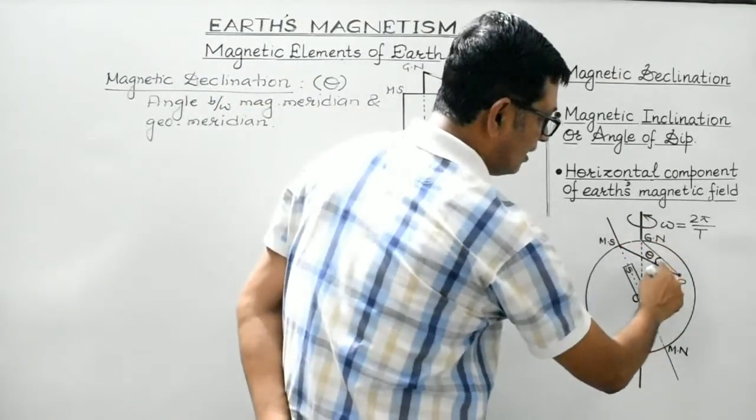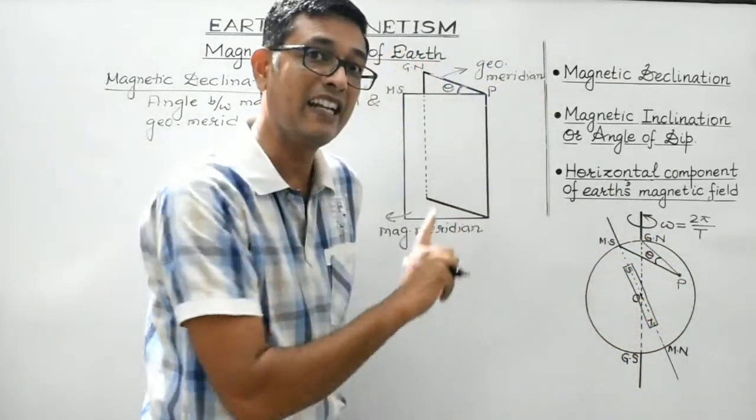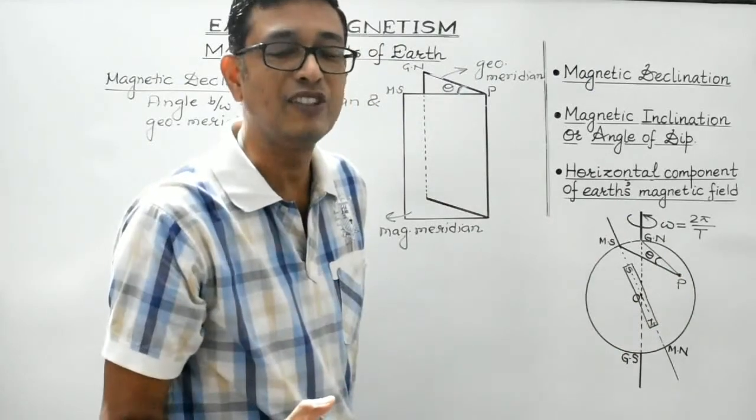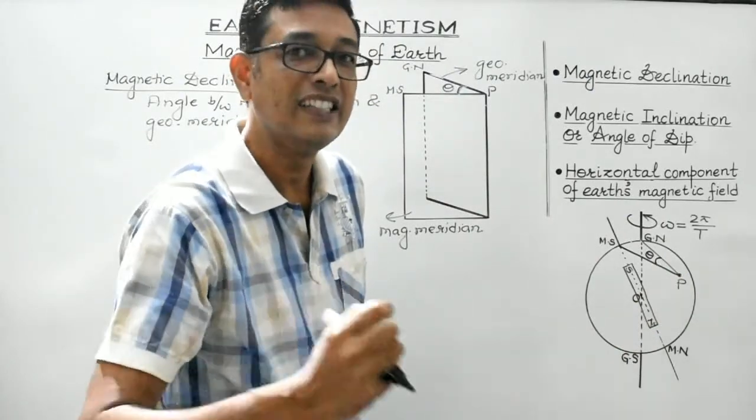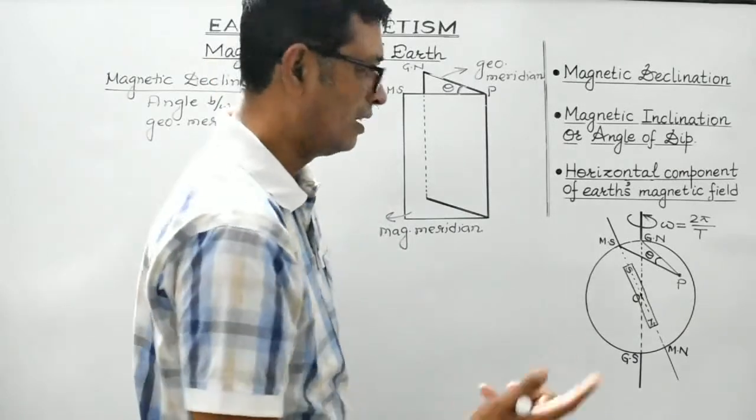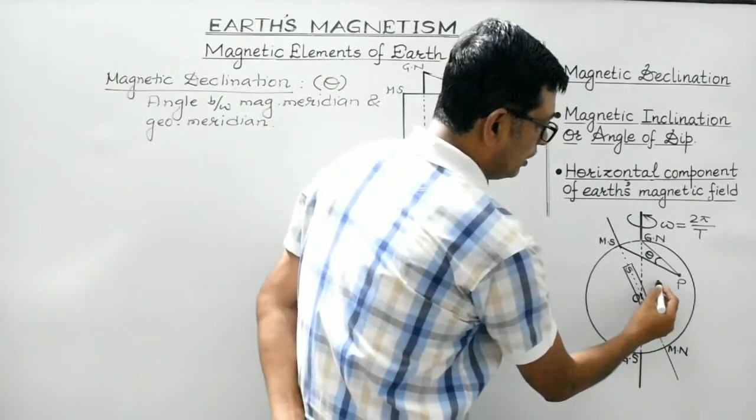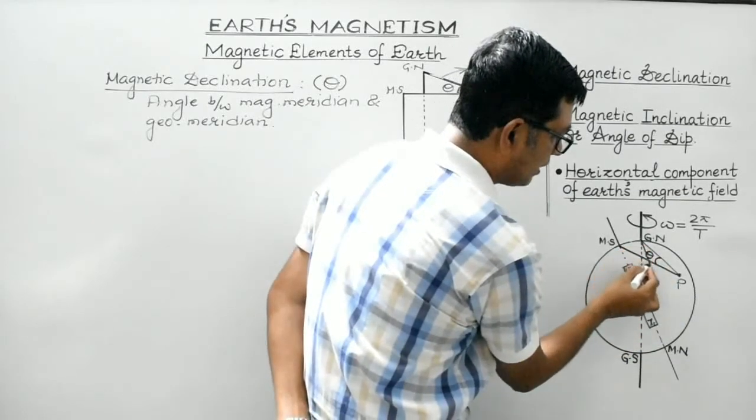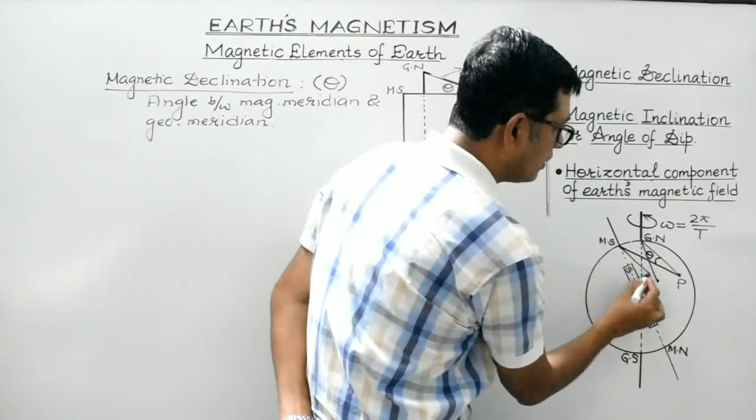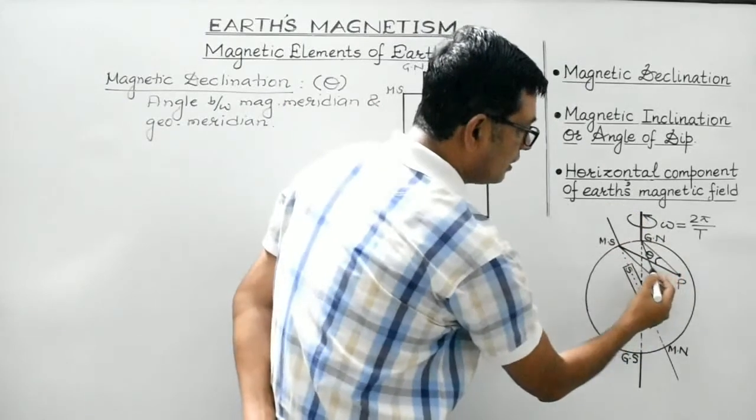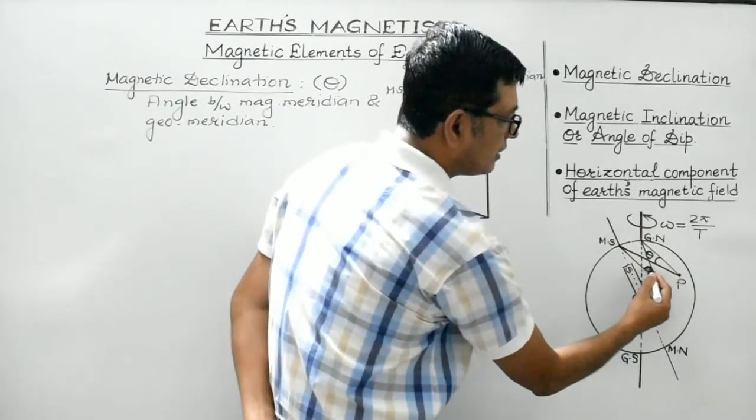So the angle at a place between the magnetic meridian and the geographic meridian is known as magnetic declination. Clear? Let us consider some other point over here. So here, what will be the angle? Connect these 2 points and this one. So these are the 2 planes. This will be the magnetic declination.